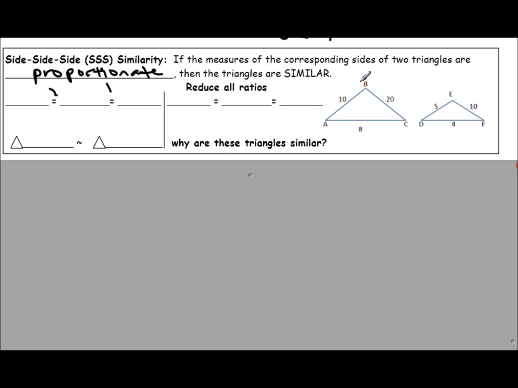So what I do is, in each triangle, I label the smallest side, the middle side, and the largest side in triangle ABC. And I do the same thing in triangle DEF. 4 is the smallest, 5 is the middle, and EF is the largest. That helps me when I set up my proportion.